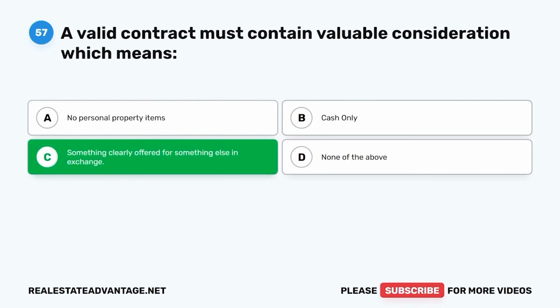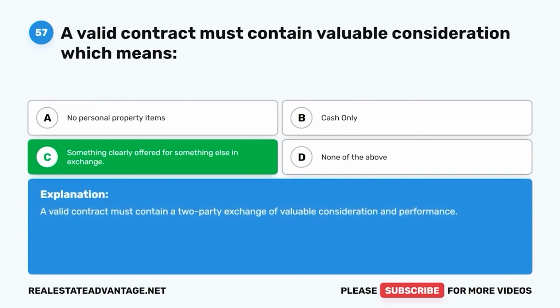The correct answer is C. Something clearly offered for something else in exchange. A valid contract must contain a two-party exchange of valuable consideration and performance.